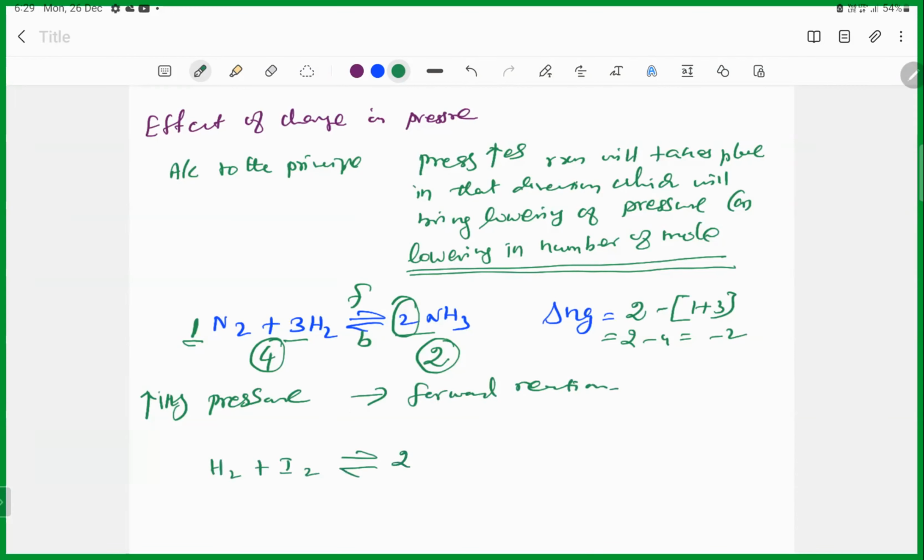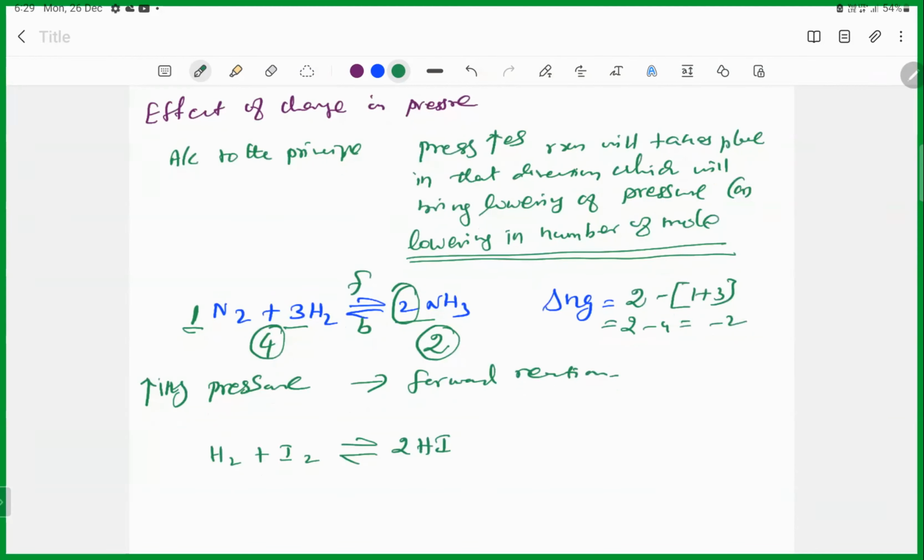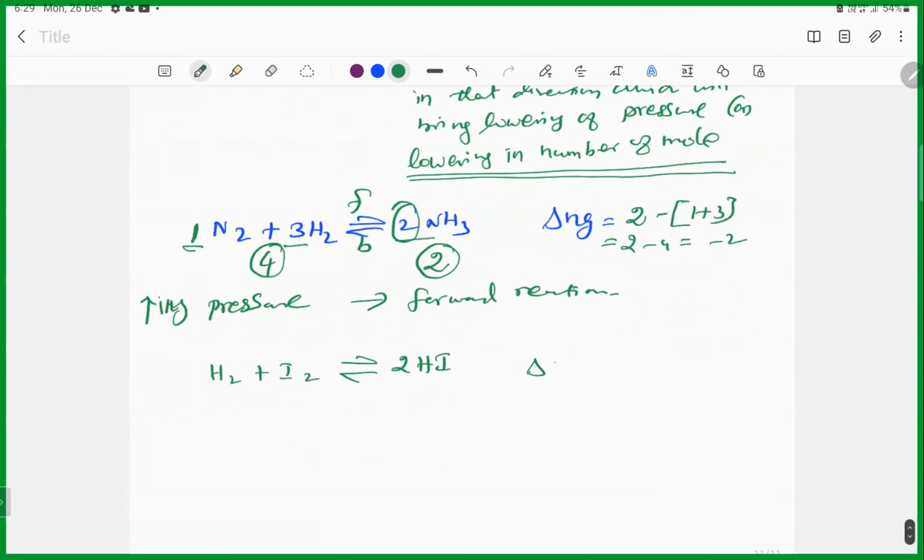So now tell me, H2 plus I2 gives 2HI. What is delta Ng for this? Sir, 0. Delta Ng is 0. Fine. Here 1 plus 1 is 2, and here there are 2 moles. So when you are increasing pressure, no effect. Correct?